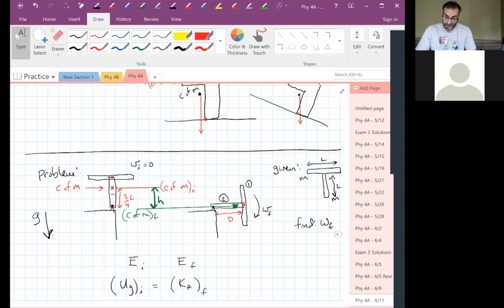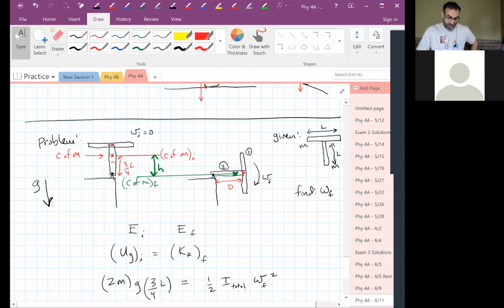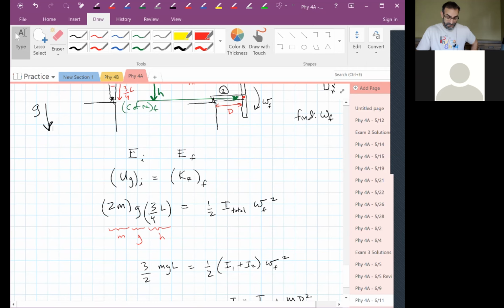If you treat each rod separately, the height for one of the rods will be L/2. The height for the other one will be L. And by the time you add them together, you get this.